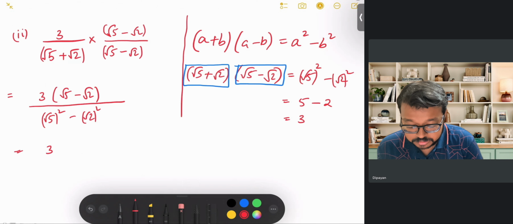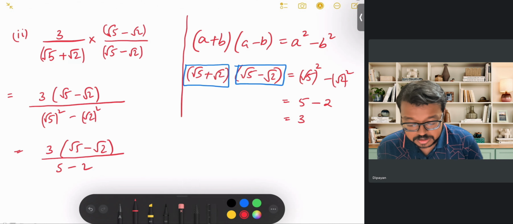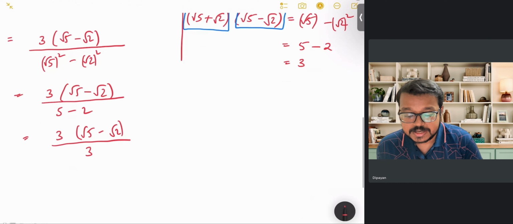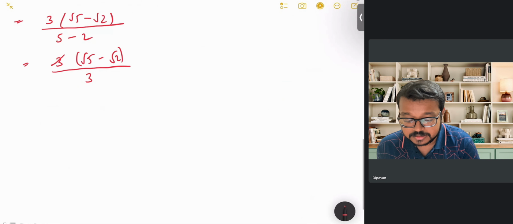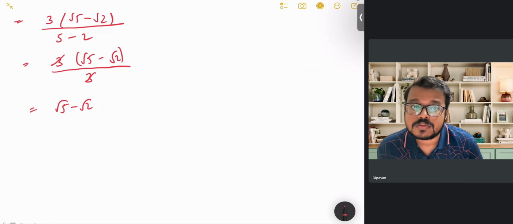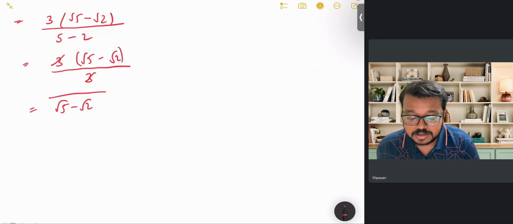Then this is equal to 3 into root 5 minus root 2 divided by 5 minus 2. So this is equal to 3 into root 5 minus root 2 divided by 3. So here I can cancel the 3's, 3 and 3, and the answer is root 5 minus root 2. And the denominator here is 1, which is rational. So this is my final answer.